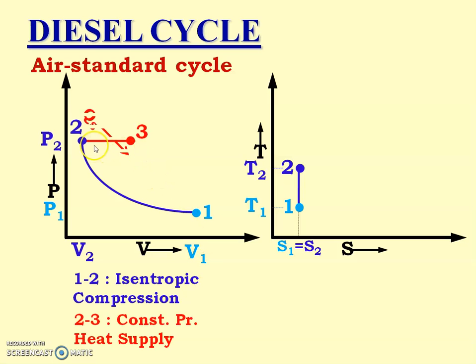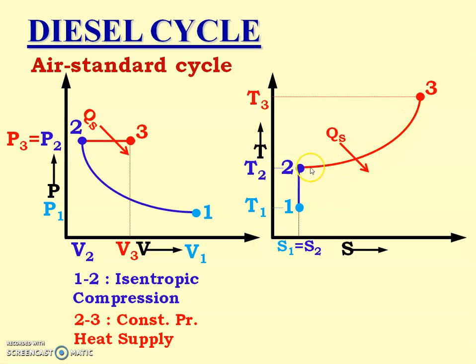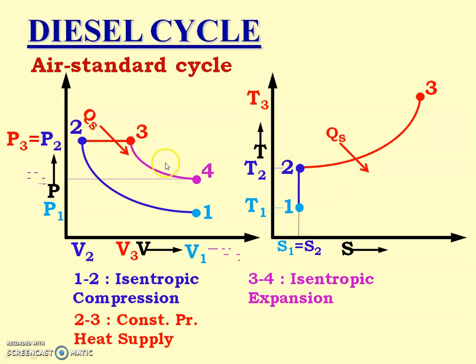Next process is constant pressure heat supply process 2 to 3, and it is drawn by a curve on the TS diagram. So 2 to 3 is the constant pressure heat supplied, and at point 3 temperature is T3. Then the next process is 3 to 4, the isentropic expansion process. It means entropy remains constant during 3 to 4, so it is a vertical line, S3 is equal to S4, and temperature at point 4 is T4.